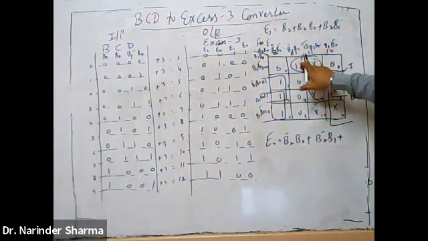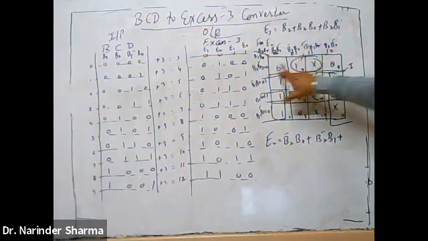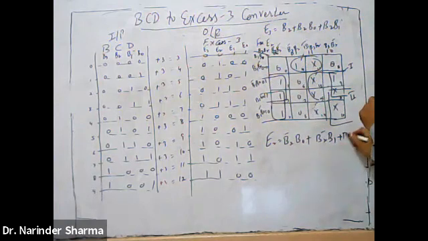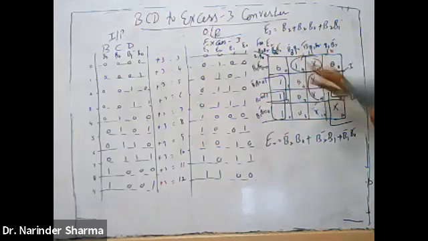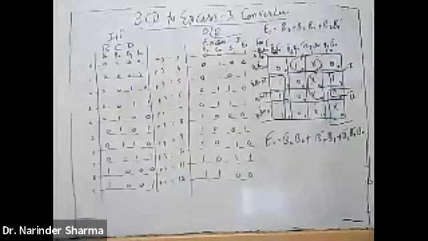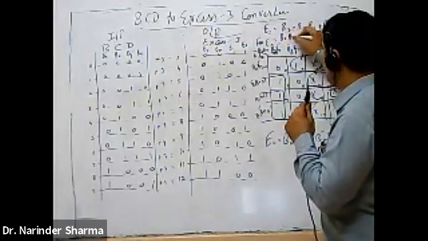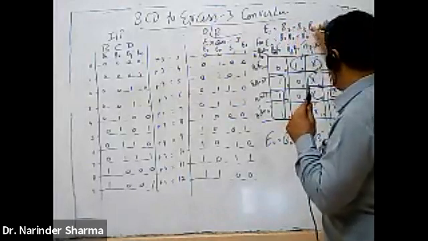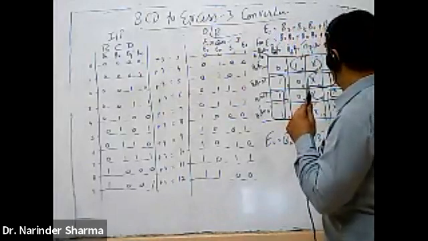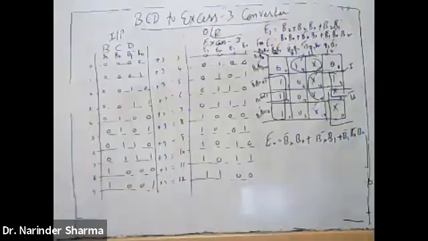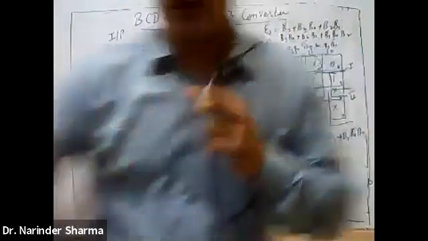For group number 3, vertically you will get B1 bar, B0 bar. Horizontally you will get B2 common. So you got the expression E2 is equal to B2 bar B0 plus B2 bar B1 plus B2 B1 bar B0 bar. We have derived it for E2.